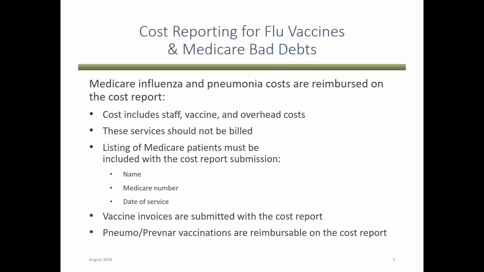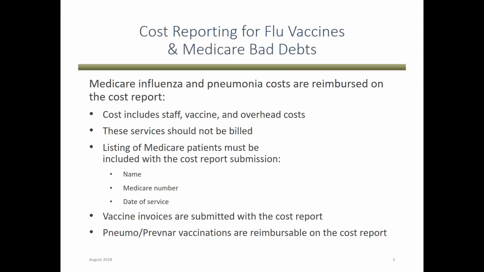When you do a flu or pneumonia injection, you should not be billing it to Medicare. As I said, what you do is you make a list. It will list all Medicare patients that received the flu or pneumonia injection. It should include their name, their Medicare number, and remember those numbers are now changing. It will no longer be their Social Security number with a letter behind it. It should also include the date of the service.